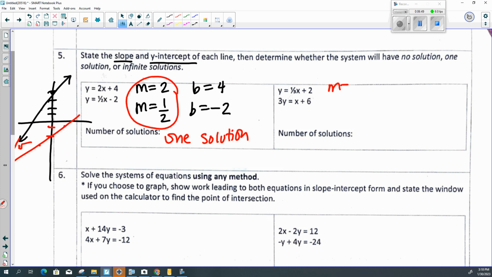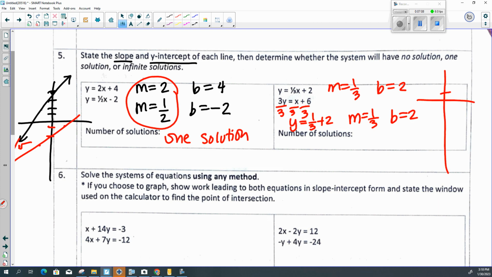The slope is 1/3. The y-intercept is 2. This is not in slope-intercept form, so it's kind of hard for me to say what the slope and the y-intercept are until I put it in slope-intercept form. So the slope is 1/3. The y-intercept is 2. Rise 1, run 3. Let's go to the second line. Same y-intercept, same exact slope. This is infinite solutions.